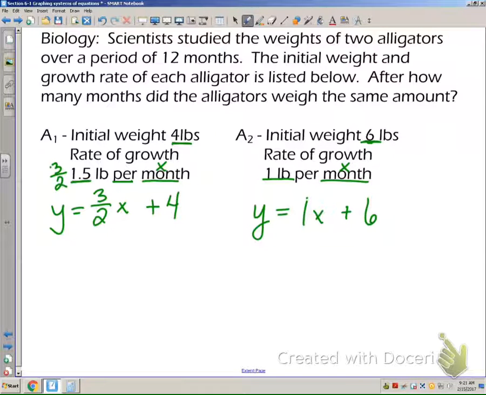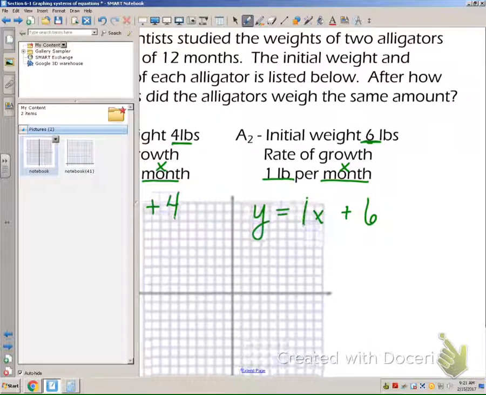Looking at them, I know they don't have the same slope, so they're not parallel. And I also know, since they don't have the same slope, that they are not the same line. So they're not parallel, they're not the same line. So I'm guessing that they are going to intersect at one point. And we can plug it in and see.